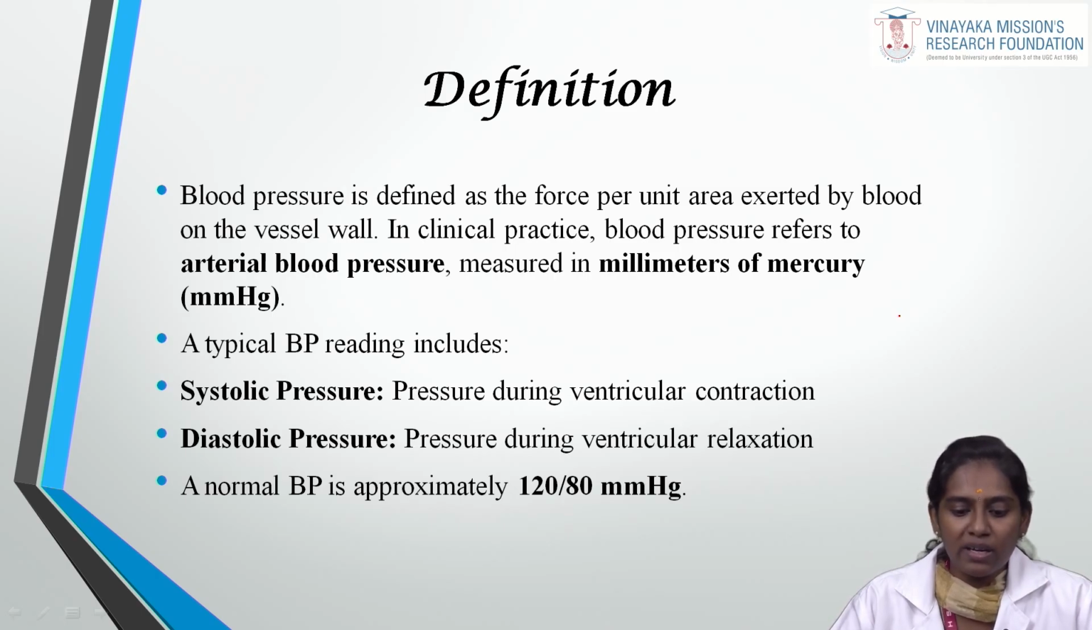Then a typical BP reading includes what? First we will see the systolic blood pressure, and later you will hear the sound of diastolic blood pressure. Systolic pressure will be heard during ventricular contraction and diastolic pressure will be heard during ventricular relaxation. In systolic, your ventricle will be in the contraction phase. A normal BP is approximately 120 by 80 mm of mercury. This is the normal value, 120 by 80.